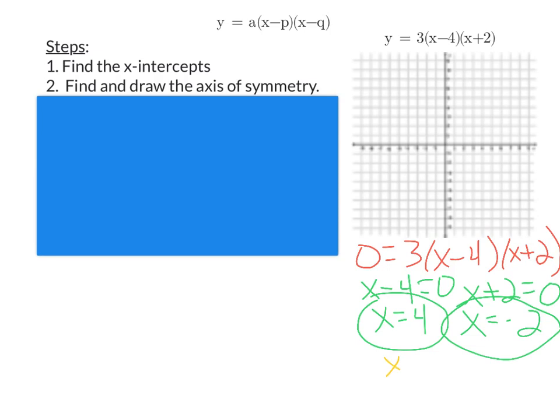So my axis of symmetry is the line x equals 4 plus negative 2 divided by 2. 4 plus negative 2 is 2, and 2 divided by 2 is 1. So my axis of symmetry is the line x equals 1. Let's take a moment to draw in our x-intercepts and our axis of symmetry before continuing on to the next step.